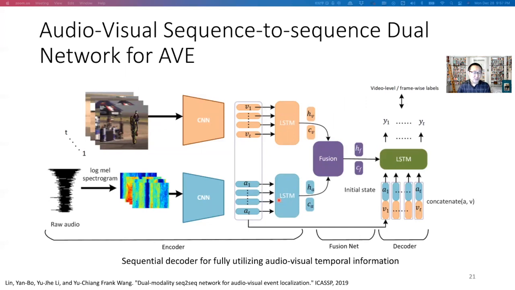In our work, we first do temporal modeling with different LSTMs, and then we directly use the fused feature at each time step for future prediction. But the model did not fully explore audiovisual temporal information. To further improve the model, this paper keeps the same setting, using different LSTMs to do temporal modeling for each individual modality, and gets hidden states and cell states for visual and audio modalities. Then they fuse the hidden states and fuse the cell states. Then they use them as the initial states for a decoder LSTM. Then they use the concatenated audiovisual feature with the initialized hidden states and cell states for future prediction. In this way, the model can fully explore the audiovisual temporal information.